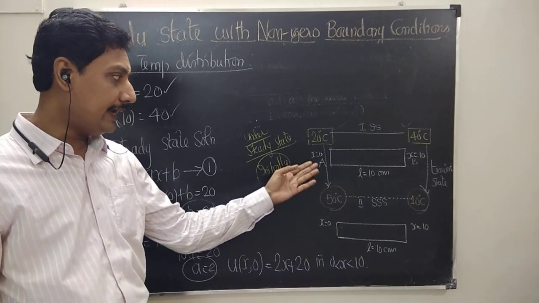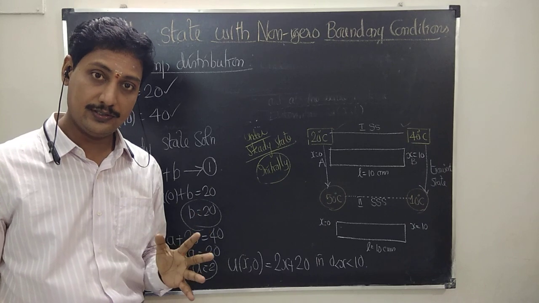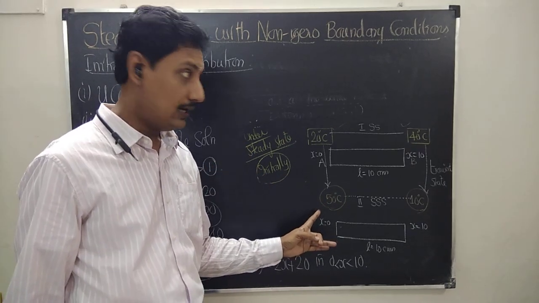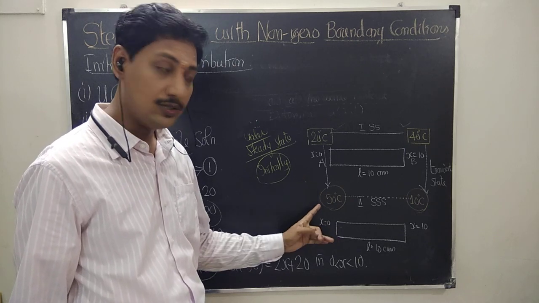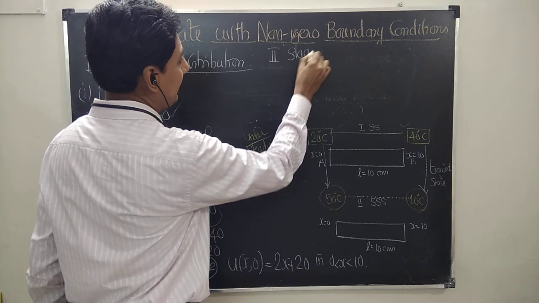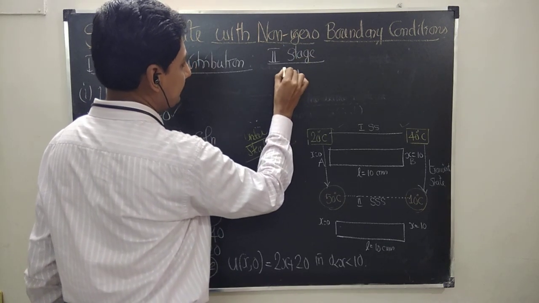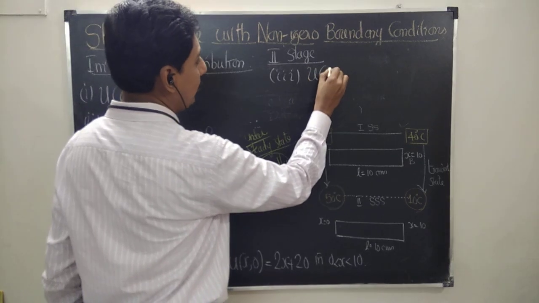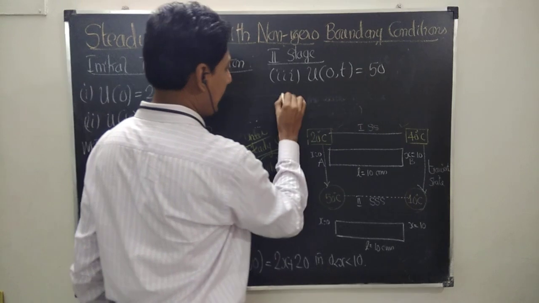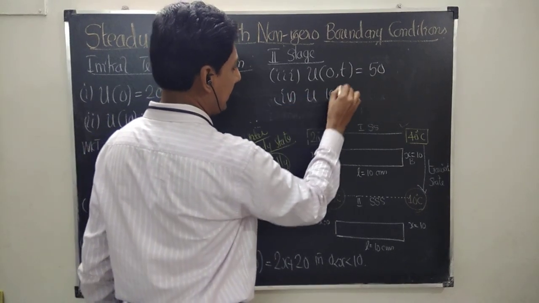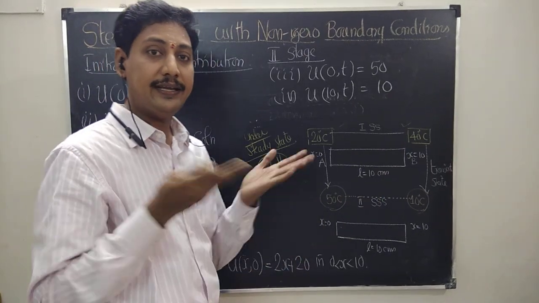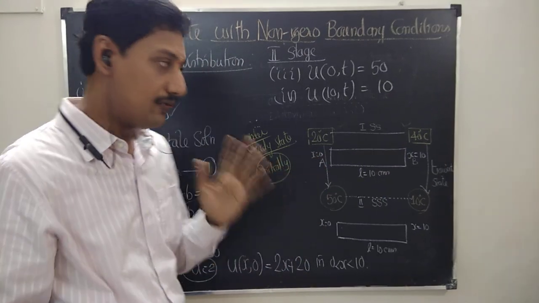The temperature at the end A is raised to 50 degrees Celsius. Let us see once again, this is non-zero. This is not zero, this is non-zero. So under the second stage, what happened? The boundary conditions are u(0,t) = 50 degrees Celsius and u(10,t) = 10 degrees Celsius. So this can be maintained at 50 and 10. So this is the second stage of steady state.